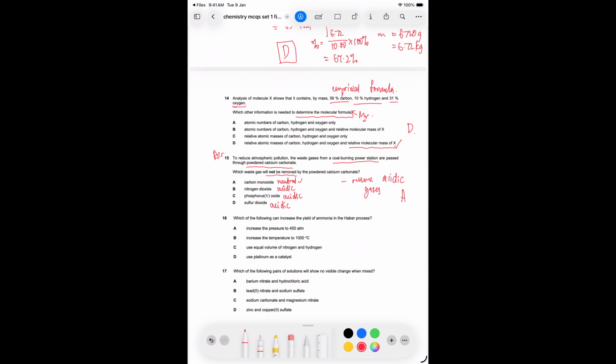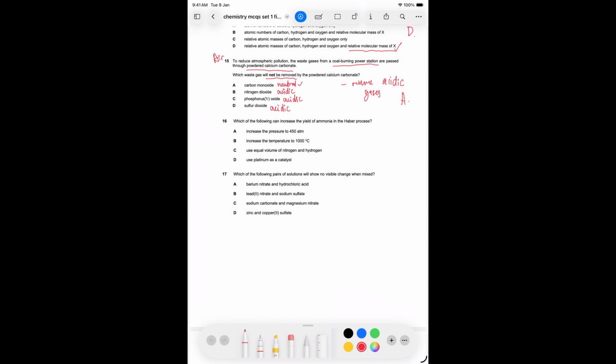That's all. Question 16, which of the following can actually increase the yield of ammonia? So in your Haber process, this is the ammonia topic. First you have to write down your equation for Haber process, which is N2 plus H2. Take note it's a reversible reaction. And you balance the equation. So it's 1, 3, 2.